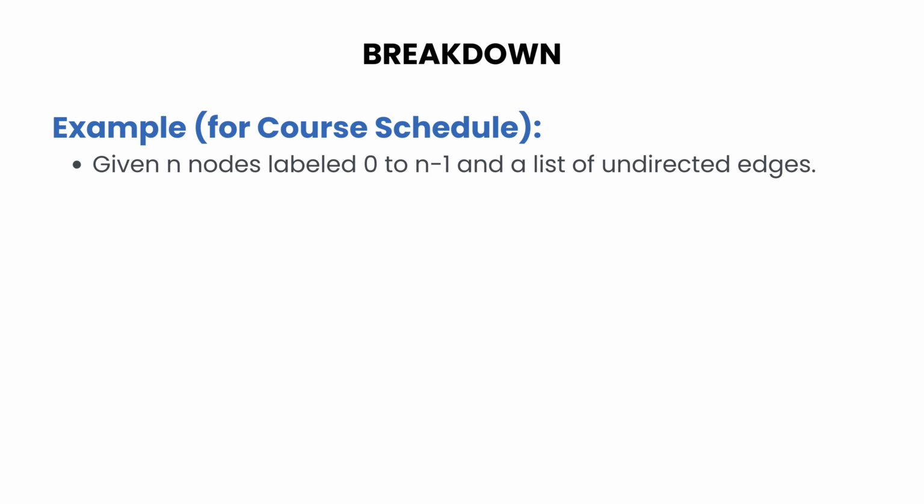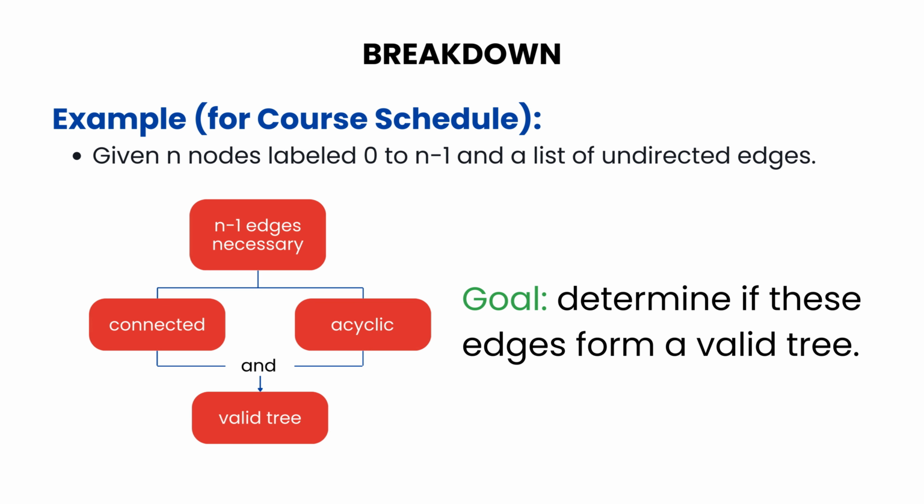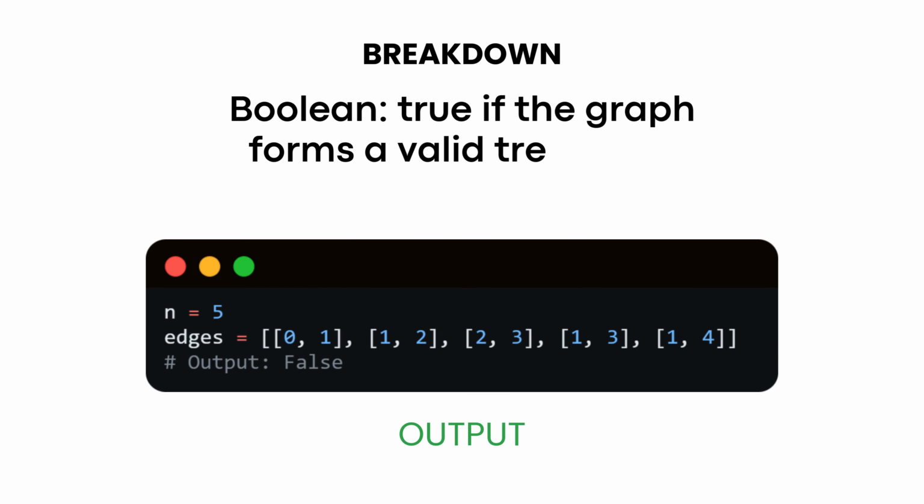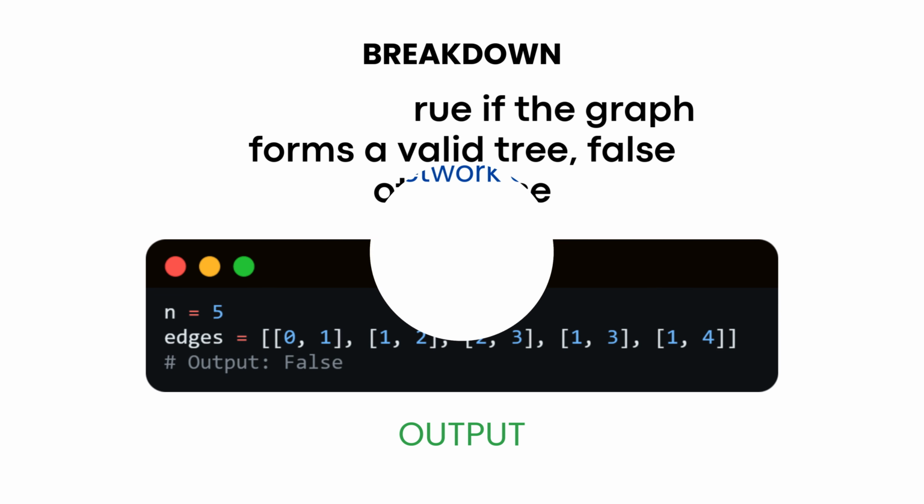in interviews. Given n nodes labeled 0 to n-1 and a list of undirected edges, determine if these edges form a valid tree. A valid tree is connected. There's a path between every pair of nodes. Acyclic, no cycles. Input: integer n, number of nodes, and a list of undirected edges. Output: Boolean, true if the graph forms a valid tree, false otherwise.